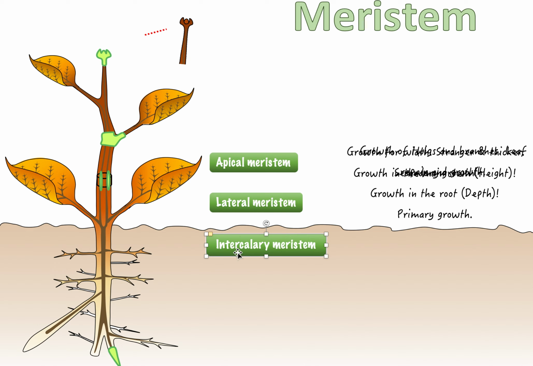And then lastly, we have the intercalary meristem, which is inside the root. This is a place, like all other meristems, where cells can divide rapidly to cause growth. But this specific growth is thickness, okay? Instead of height, like the apical meristem, it's going to cause thickness, okay? It's going to cause the tree to be thicker, okay? But all of them, what they have in common is that they are places where cells can divide and become more to cause growth, okay?